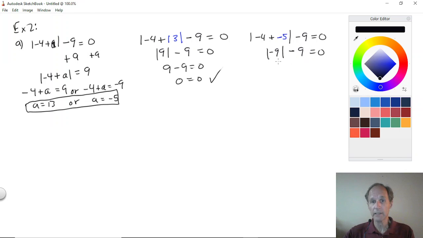Well, you're seeing this is looking pretty good. Absolute value of negative 9 is 9. And of course 9 minus 9 is 0, so it checks.